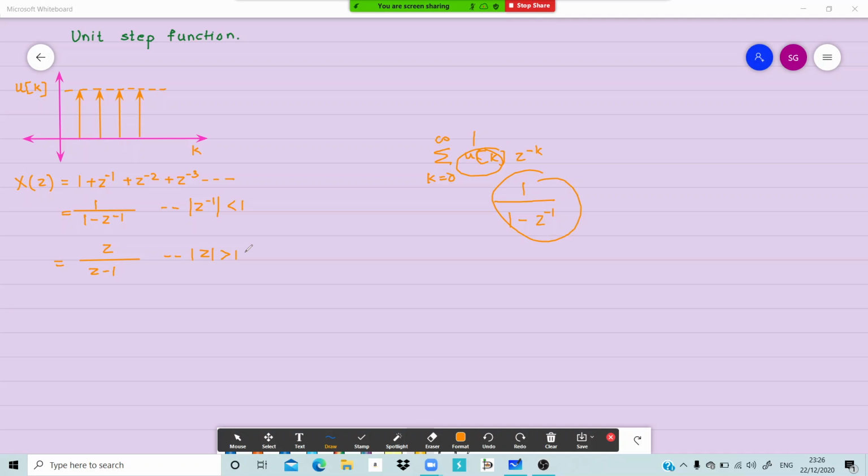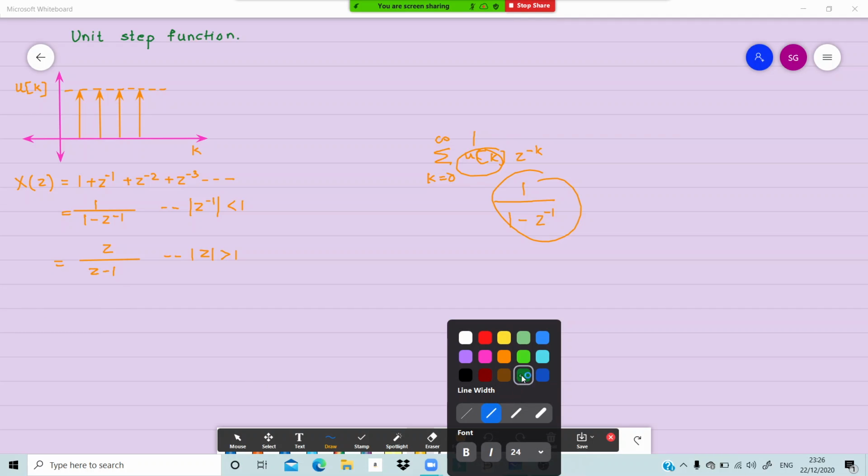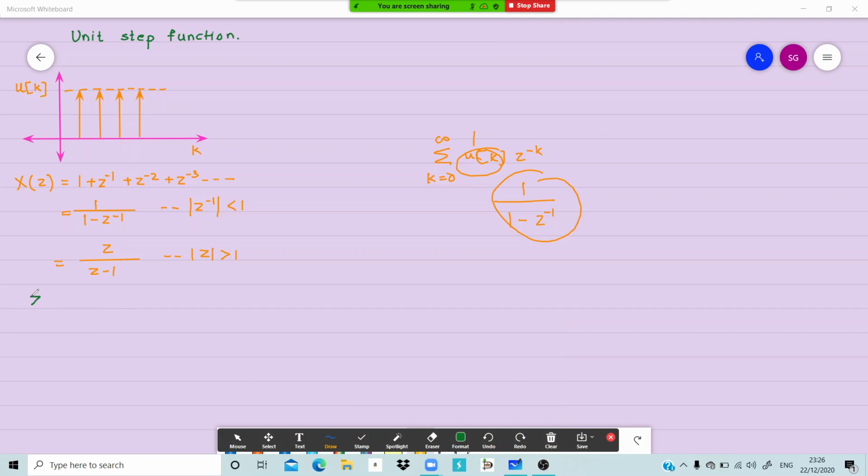Now we'll try to see the convergence, right? See, if we are writing magnitude of z greater than 1, that means definitely for |z| greater than 1 we are not going to get an infinite value. For the rest of the values we are not going to get stability. So we'll try to see that, right? If we are saying |z| is greater than 1, let us say z is equal to 2, as an example, correct?